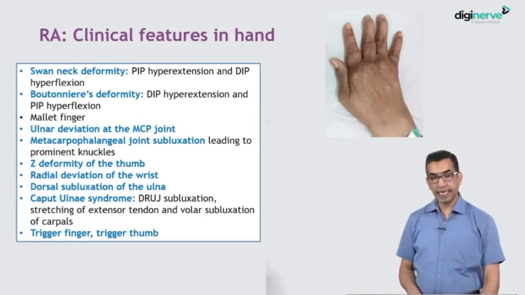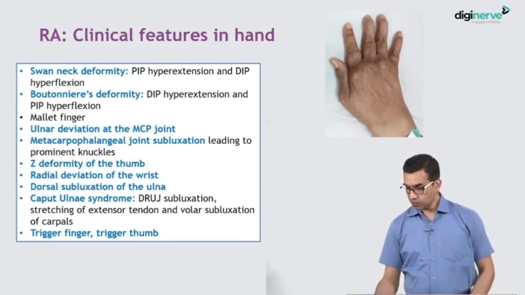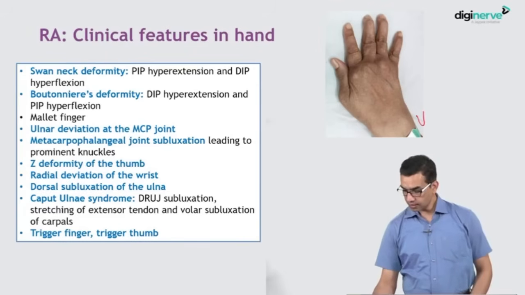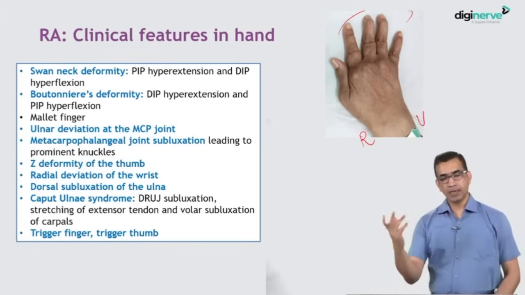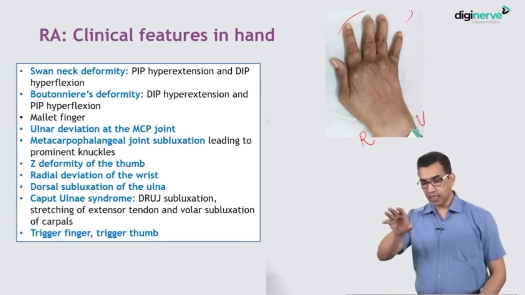Ulnar deviation at the MCP joint. So if you see these fingers, this is the ulnar side, this is the radial side. All the fingers start drifting towards the ulnar side because of the tendon ruptures and the ligament laxities. They drift towards the ulnar side.